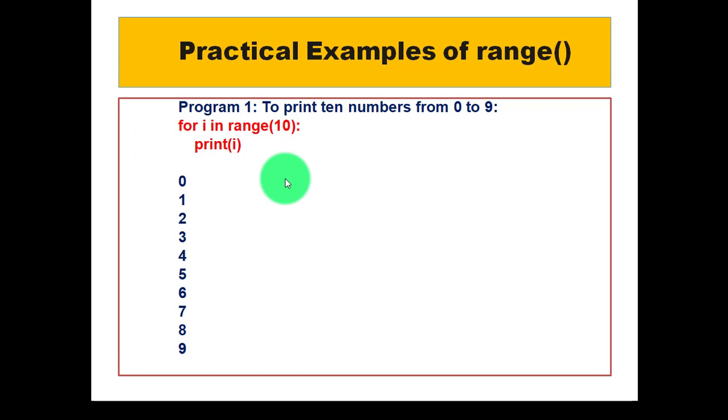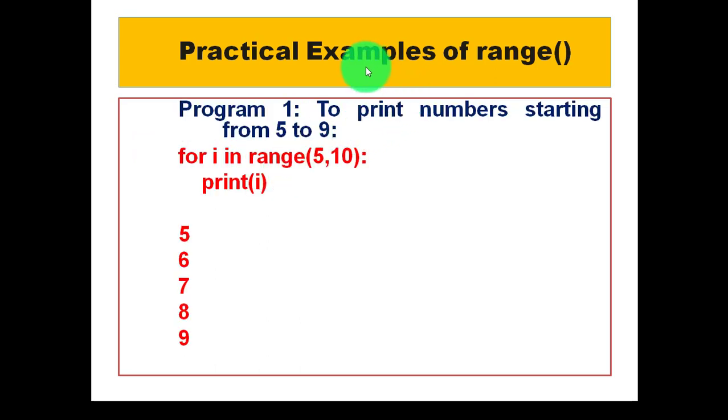Clear? Now I am taking one more example of range, where I need to print numbers from 5 to 9. I am mentioning that the starting point, or initial point, is 5. So I need to include the start parameter as 5, and the upper limit will be 10. Do remember it, because we need to print from 5 to 9, but as 9 will be the last number printed, the upper limit will be 10 here. So: for i in range(5, 10), print i.